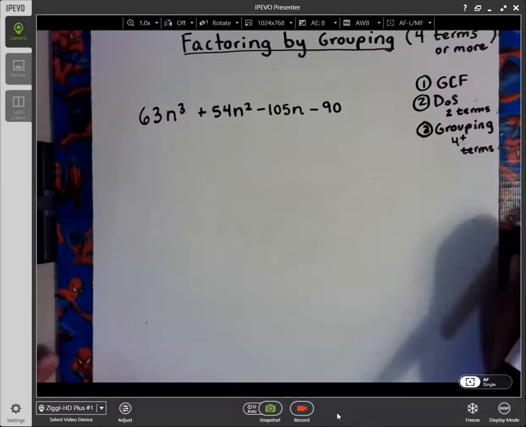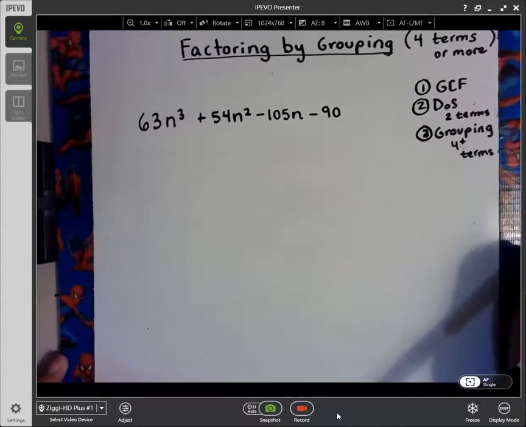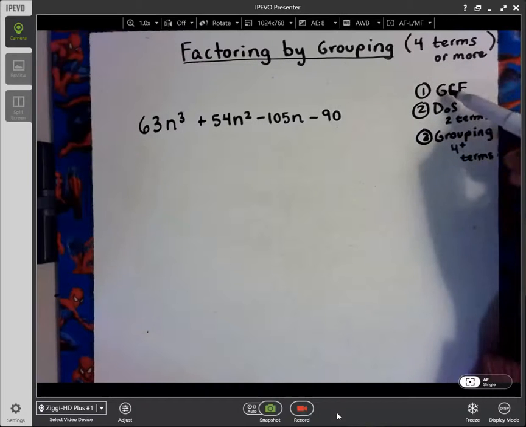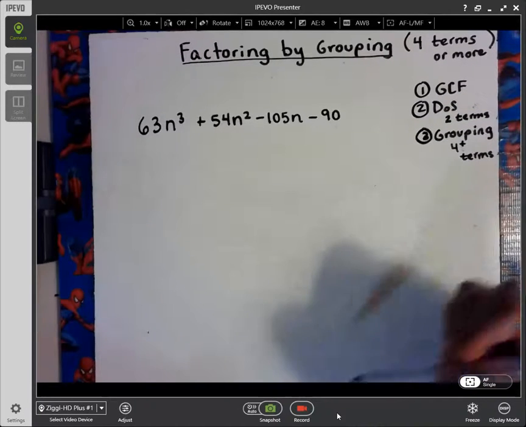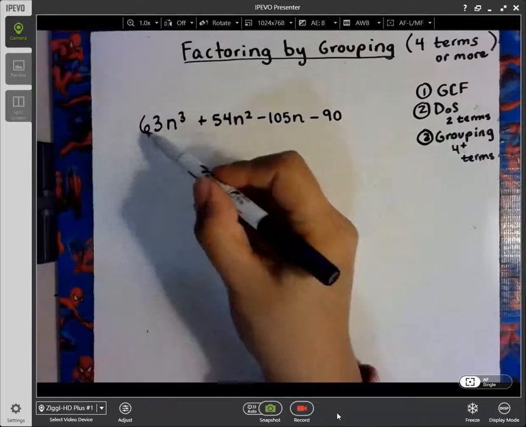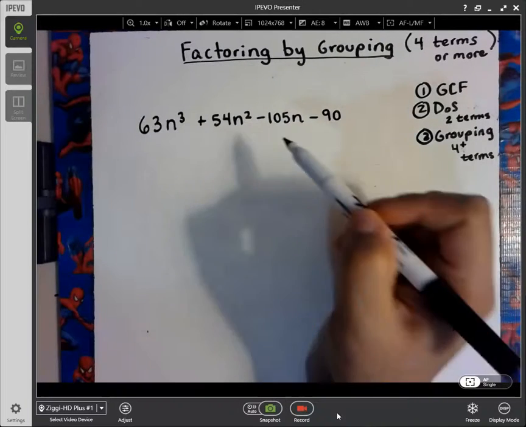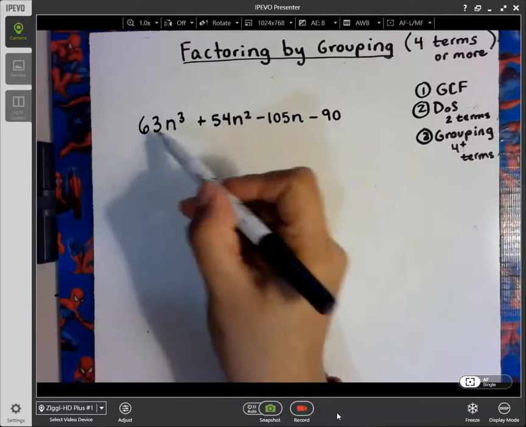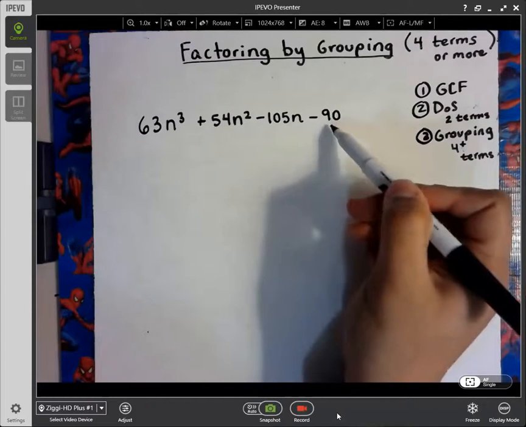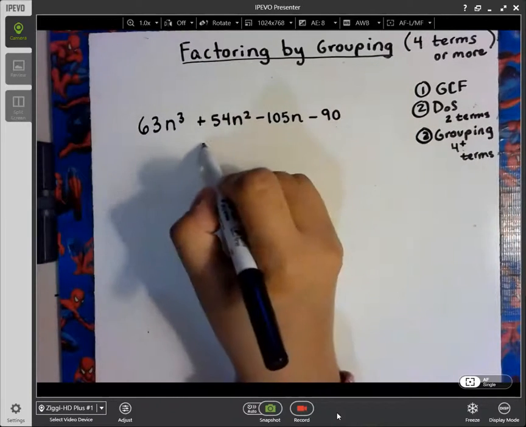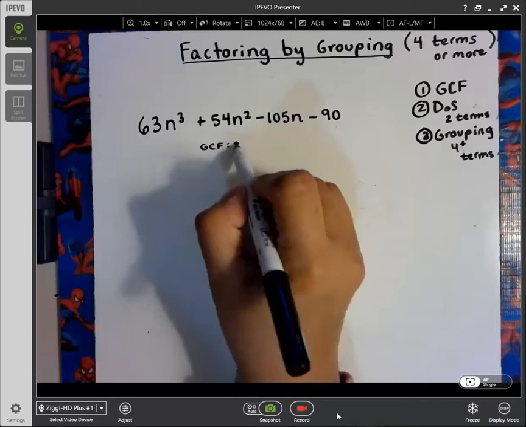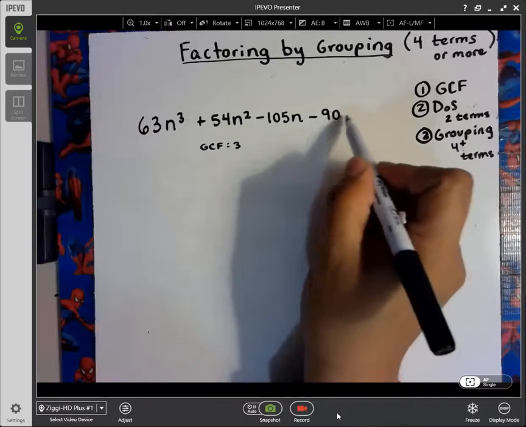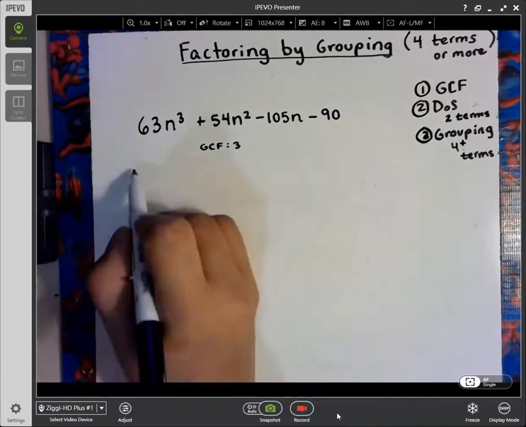We're going to make another video on factoring by grouping, and as stated previously, this works best when you have 4 terms. But don't forget that you always have to check for a GCF before you start a problem. So when you look at 63n cubed plus 54n squared minus 105n minus 90, you notice that the 63, the 54, the 105, and the 90 have a greatest common factor. And the GCF is going to be a 3. There is no n in the GCF because this last term is a constant and it doesn't have a common variable. But we can pull out a 3.